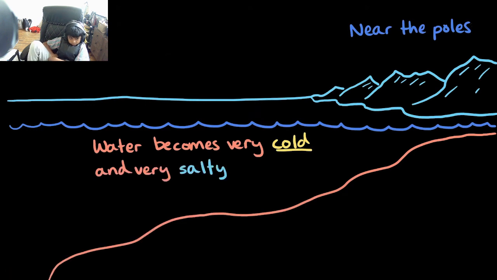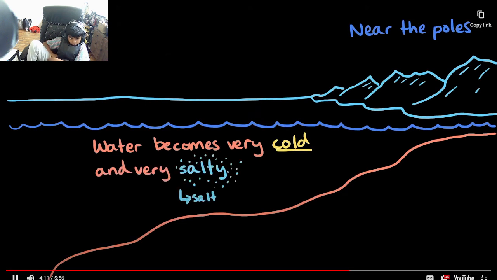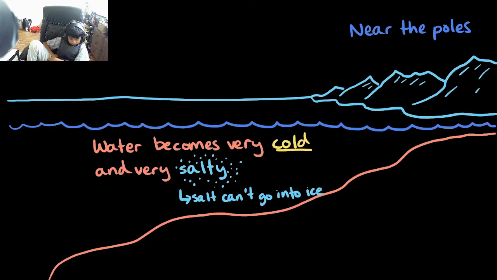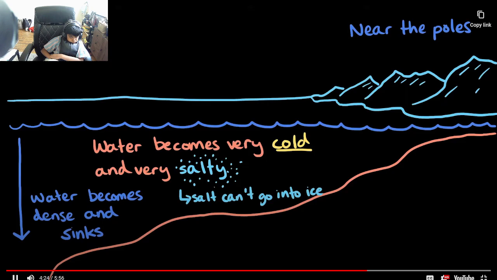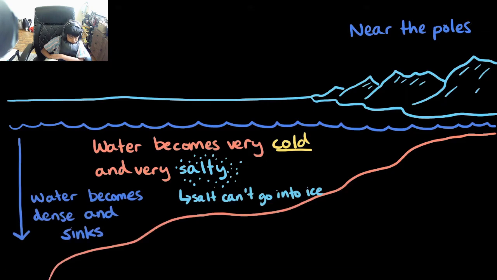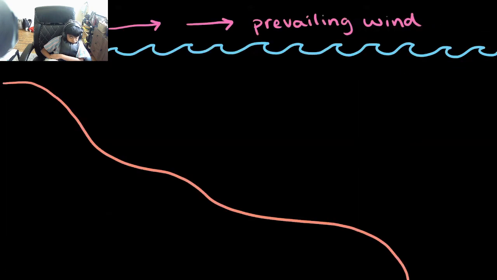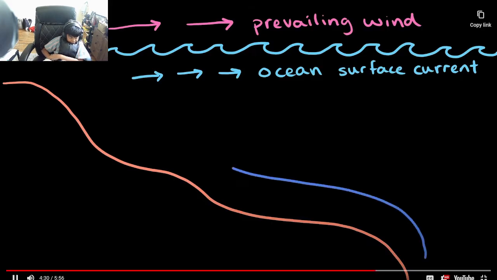It also gets very salty because when sea ice is formed, the salt can't go into the ice. Instead, the salt stays behind in the water, and so the water gets saltier, or more saline. Together, the coldness and salinity makes the water very dense, causing it to sink deep into the ocean. In other parts of the ocean, wind drags deep water up to the surface in a process called upwelling.